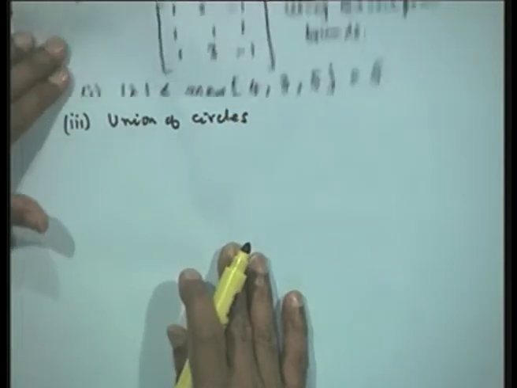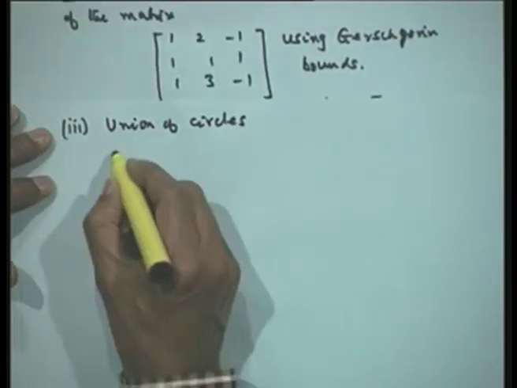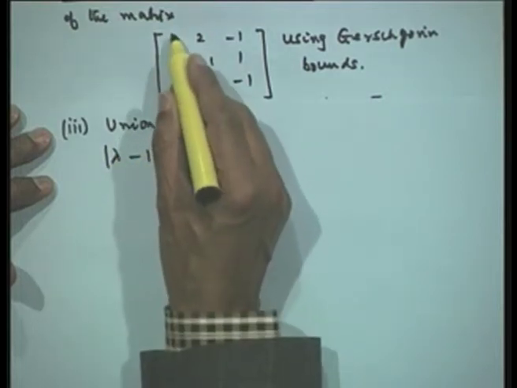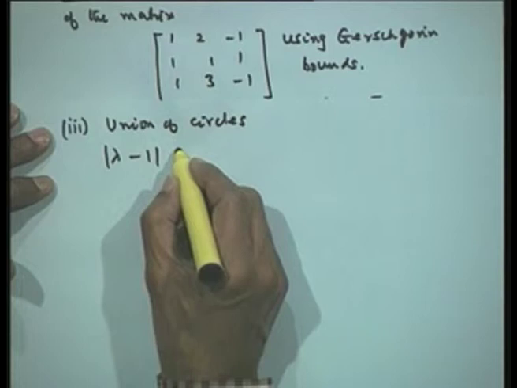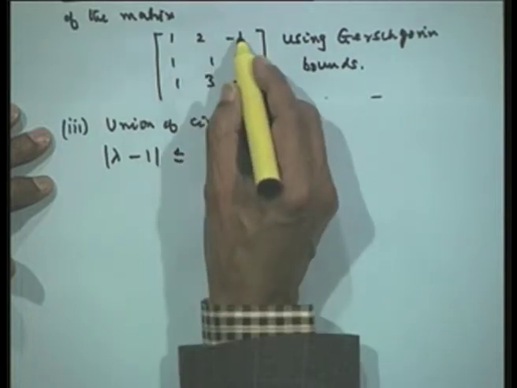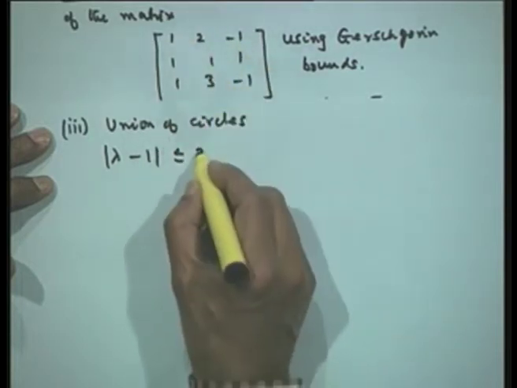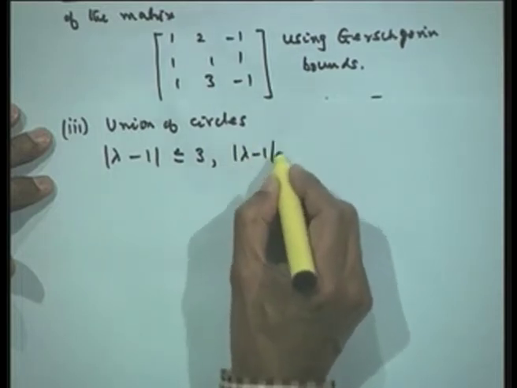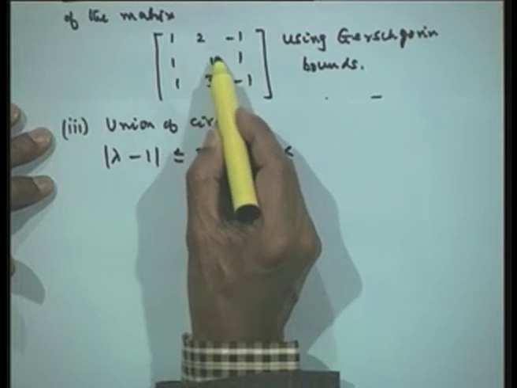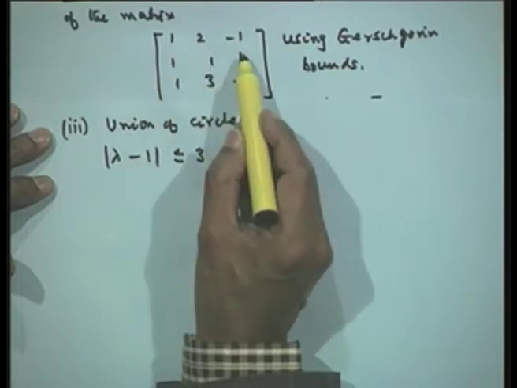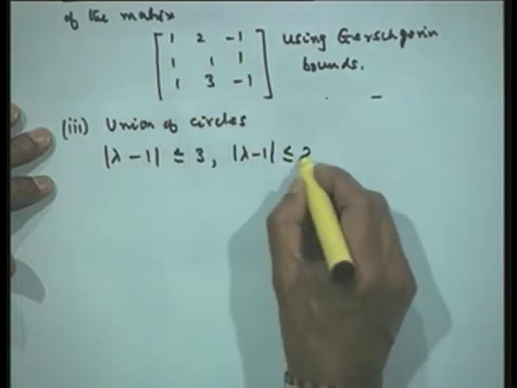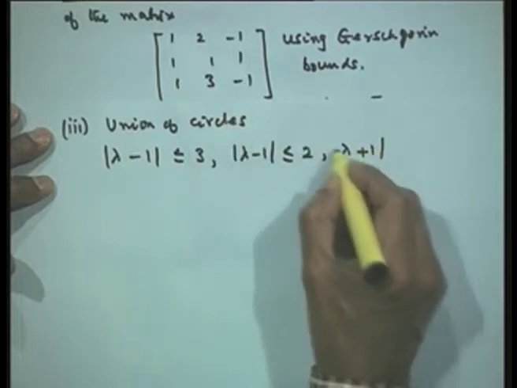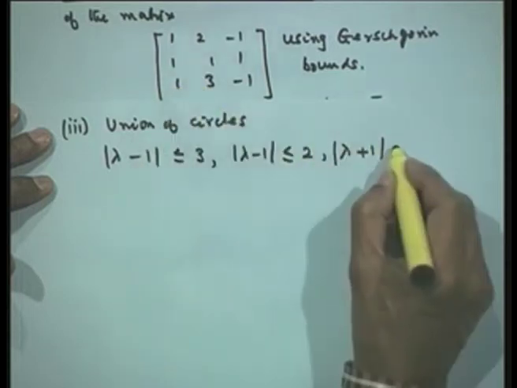Now, lambda minus a11, that is lambda minus 1, I am taking the first element, will be less than or equal to the absolute sum of the remaining, that is 2 plus 1, 3. For the second row, lambda minus 1, I have taken the second pivot as 1 and the off diagonal elements as 1 and 1. So, I will have this as 2, and from the third row I get lambda plus 1 is less than or equal to 4.